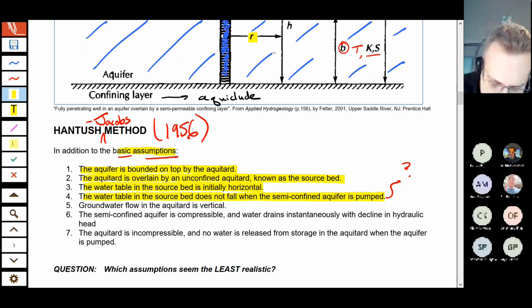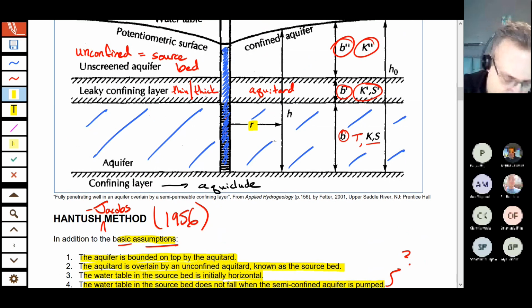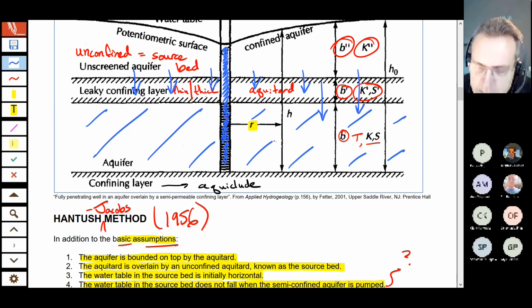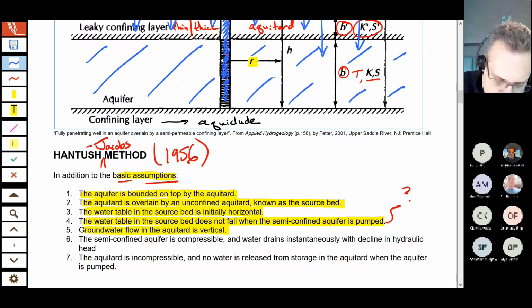So let's continue. Groundwater flow into the aquifer in the aquitard is vertical, again, under gravity, and you see that, or we could actually add that in. And it was just like this in the previous pictures. The transmission through the aquitard from the unconfined aquifer is going to be vertical, just due to gravity feed. Don't really have a problem with that.